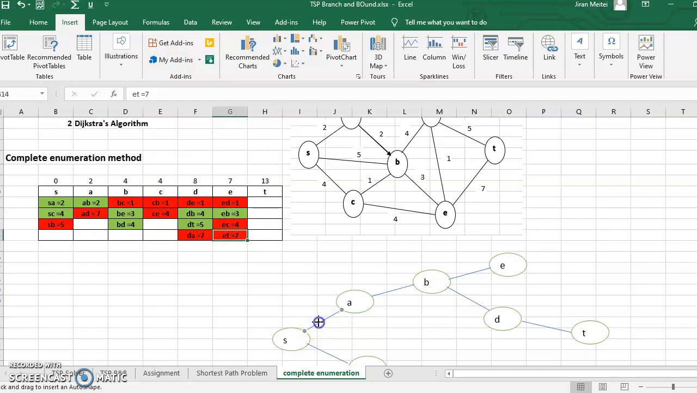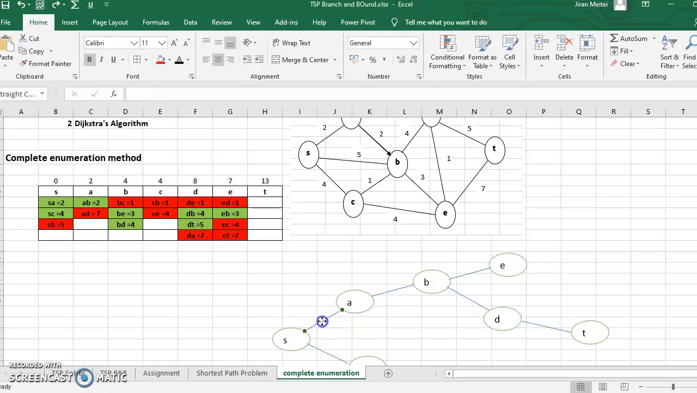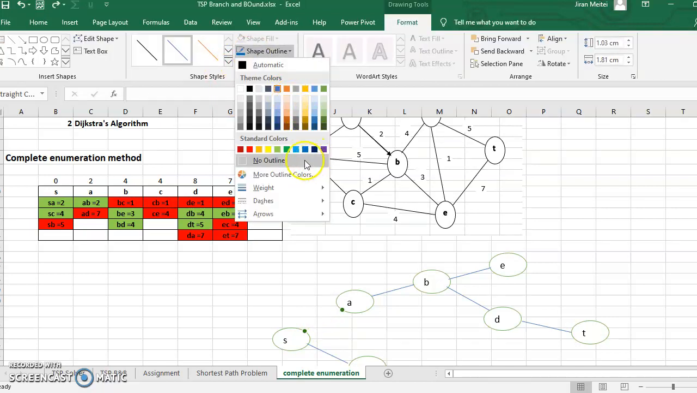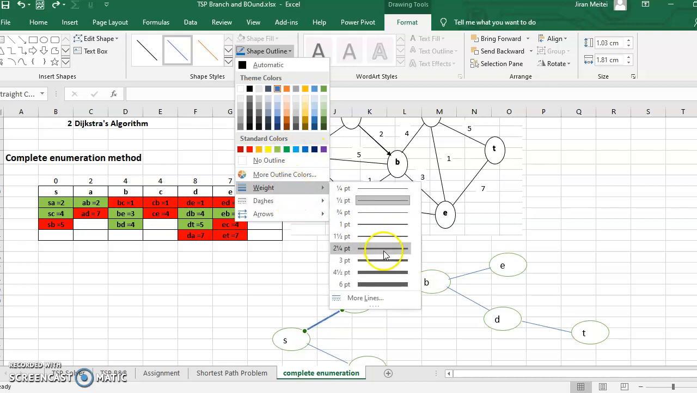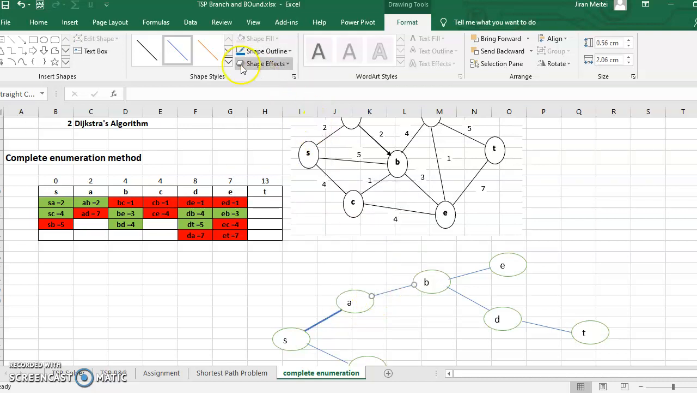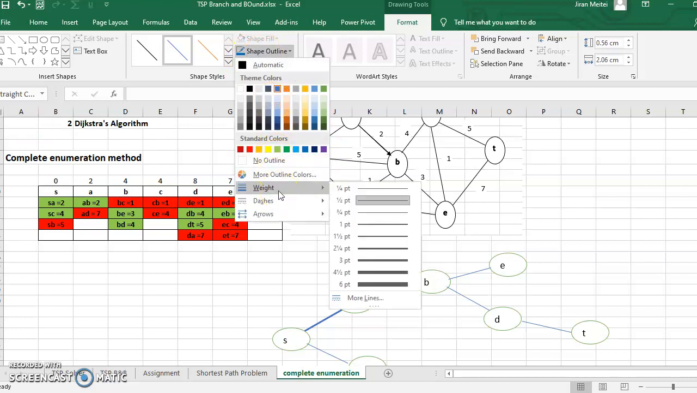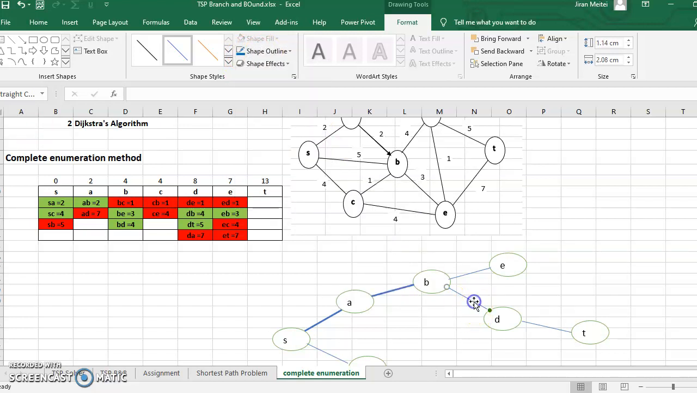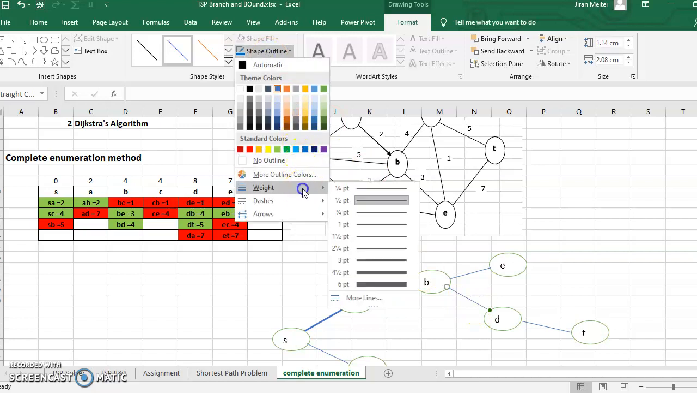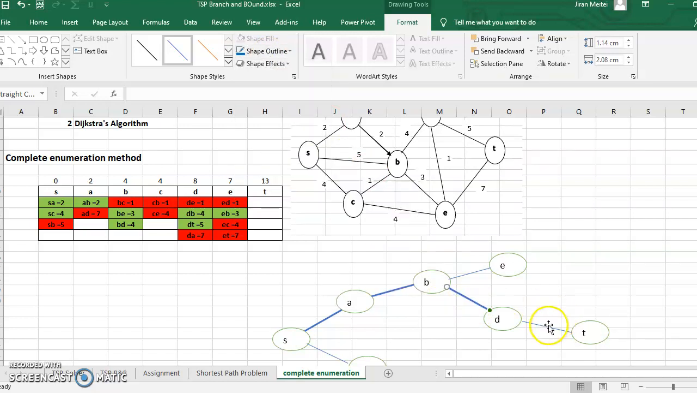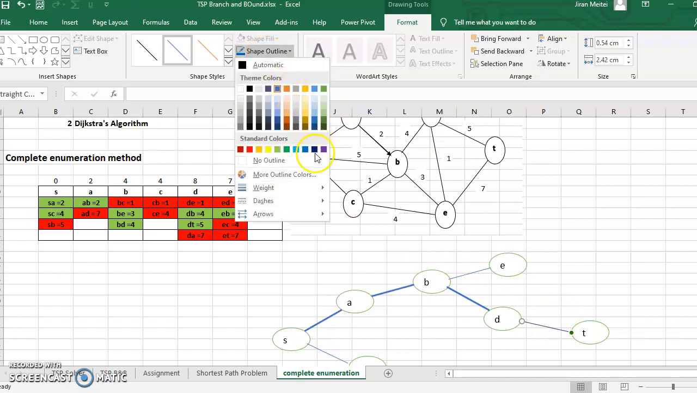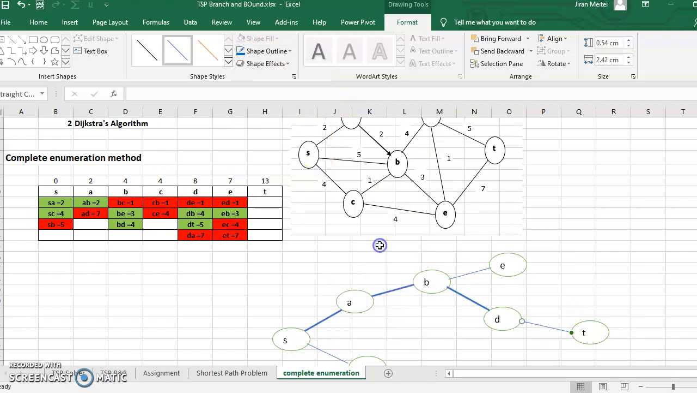Complete enumeration technique. Sorry, let me make it a little bigger. This is the path that we're following, and the total distance on this path is 13, and you can verify this from the network also. And this is how we use the complete enumeration method to find out the shortest path in any given network.